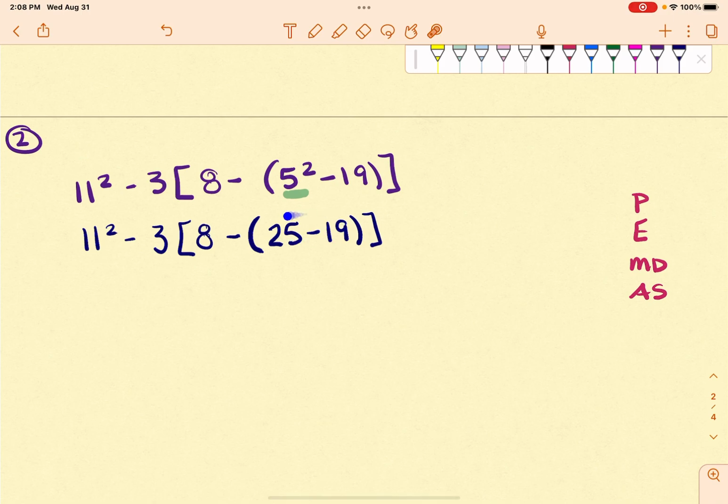Now, I want to get rid of this inside parentheses so I can deal with this whole thing. So let's get rid of this part. So 25 minus 19 is going to be 6. So I'm going to do this part next.